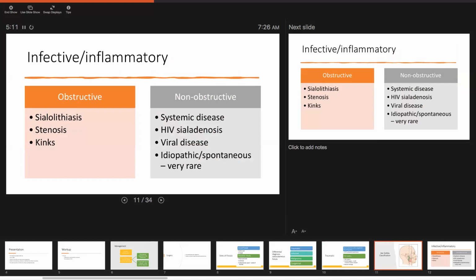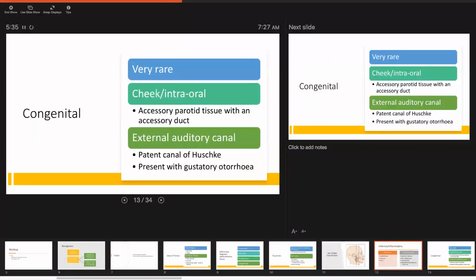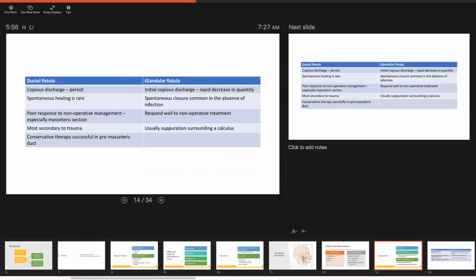Infective and inflammatory, like I mentioned, obstructive, and that can be due to sialolithiasis, stenosis and kinks in the ducts, and then non-obstructive systemic disease, very important HIV salivary adenosis as well. And the idiopathic spontaneous ones are quite rare. Congenital fistulas are quite rare, with cheek or intraoral fistulas being most likely due to accessory parotid tissue with an accessory ductal system. And then external auditory canal through a patent canal of Huschke, as mentioned.